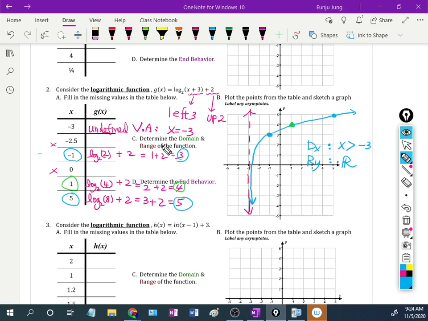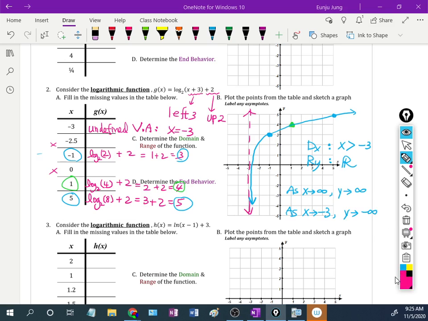That's question C. Question D, let's determine the end behavior of the function. So let's write it. As x goes to infinity, look at the right end. The right end goes up, up, up. So y goes to infinity. Or you can use function notation g of x instead of y. Now let's describe the other end, okay? X is heading to which number? One number, negative 3, right? So that's negative 3. And y goes down, down, down, negative infinity.